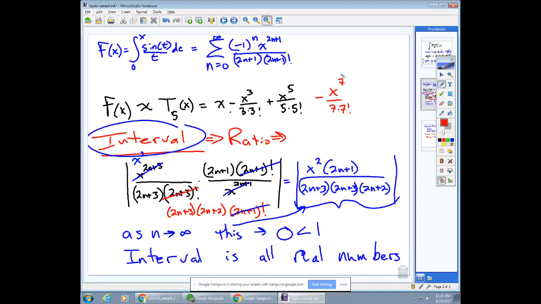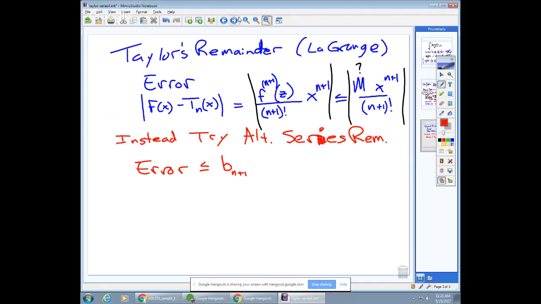All right, cool. So that right there is our key. So our error is going to be less than or equal to, I need the absolute value because I have an x here, so it's going to be the absolute value of x to the 7th over 7 times 7 factorial.